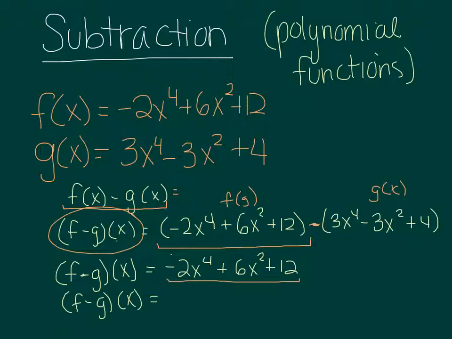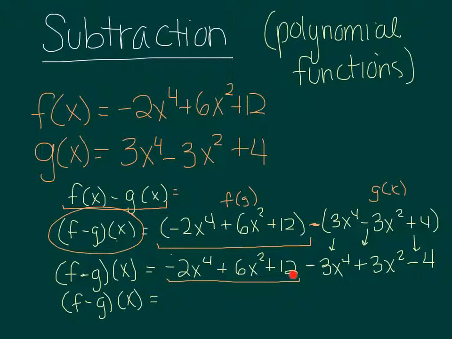Now I know when I recopy g of x, I have to flip my signs. So I'll have minus 3x to the fourth plus 3x squared, flip that sign, and then minus 4. So I also flipped that sign, and that one right there. Cool, and now I'm just combining like terms.